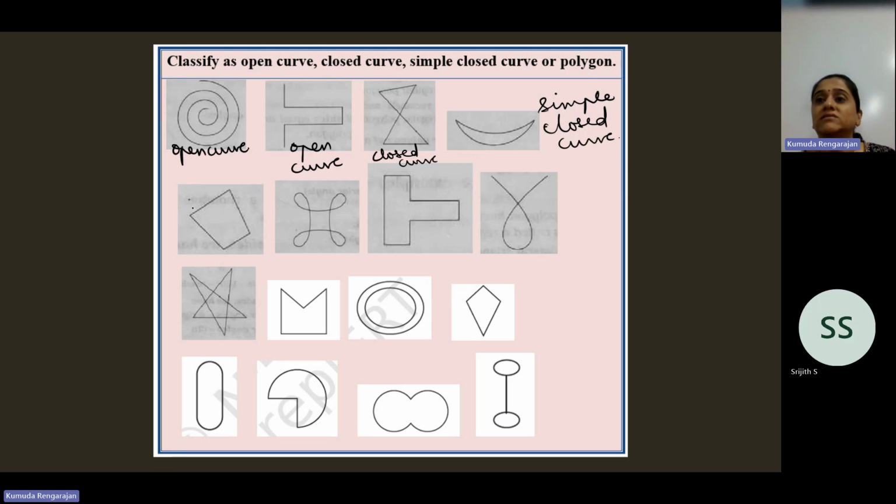The fourth one, polygon. The fourth one is the polygon because it is a simple closed curve made up of line segments. So it's a polygon.